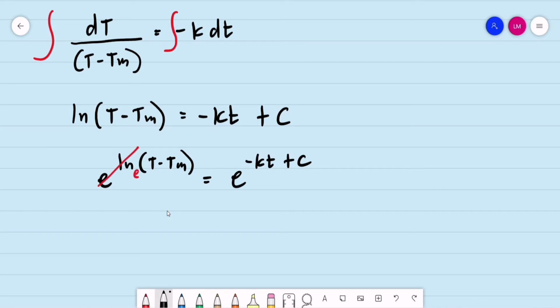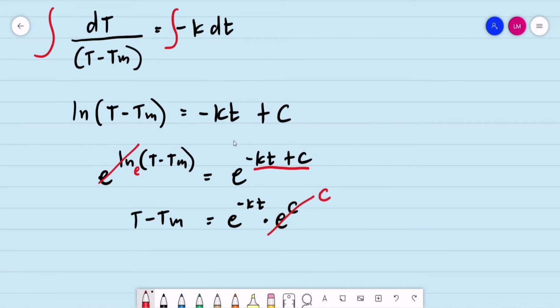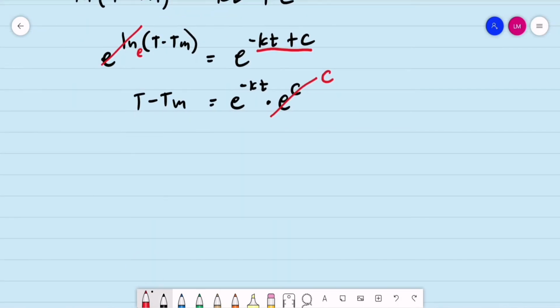So this is the same as T minus T sub m is now equal to, how do we simplify? If we are adding exponents, it means we have the same base. So the base e raised to negative kt, again, if we are adding exponents, we have a common base, this is also to the base e raised to c. But we know that e raised to a constant is simply a constant. Okay, so we can now simplify our working equation.